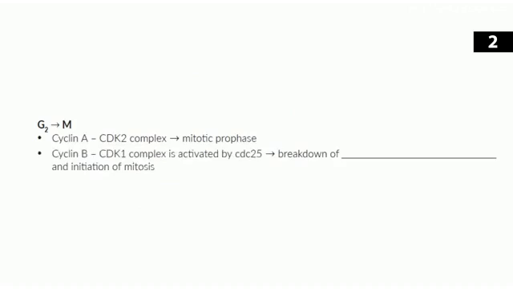Then going from the G2 phase into M phase, cyclin A and CDK2 allow the cell to progress into prophase of mitosis. And then the cyclin B and CDK1 complex is activated by CDC25, which causes the breakdown of the nuclear lamins and the initiation of mitosis. Nuclear lamins are basically the skeletal framework of the nucleus. It's a type of intermediate filament, and the skeletal framework has to be broken down in order for the nucleus to divide and for the cell to divide. That's one process that regulates mitosis.